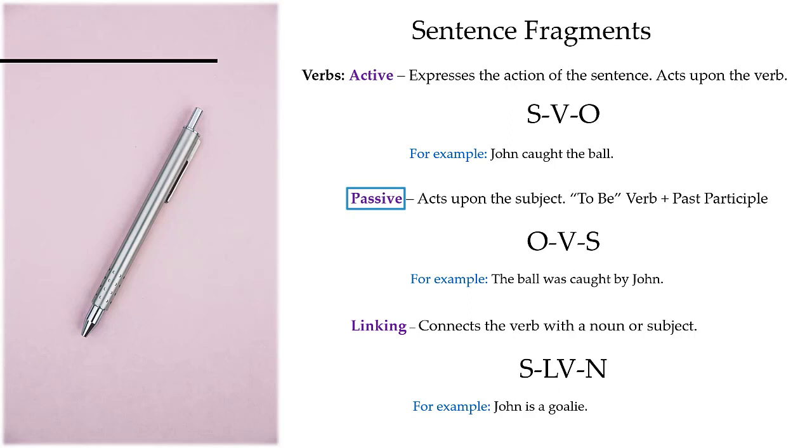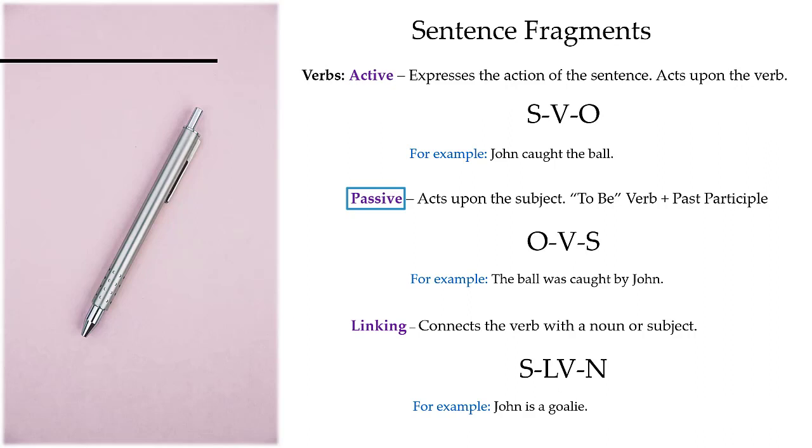So for example, this usually takes a to be verb and the past participle. A to be verb is a version of the word to be. So is, are, those are some examples of common to be verbs. A to be verb is a good clue that you have a passive sentence. So you can see that the passive sentence is the reverse of the active sentence. We have the object, the verb, and then the subject.